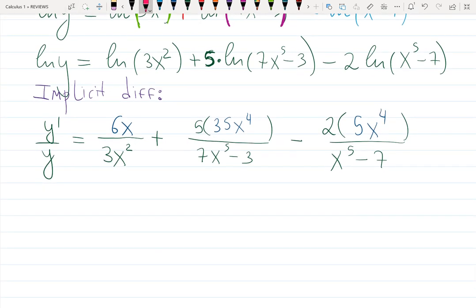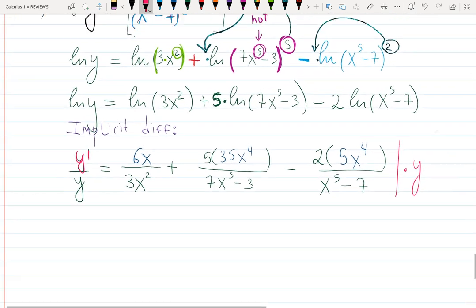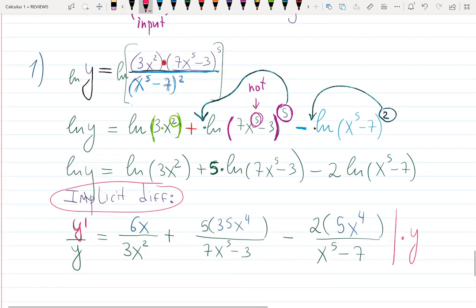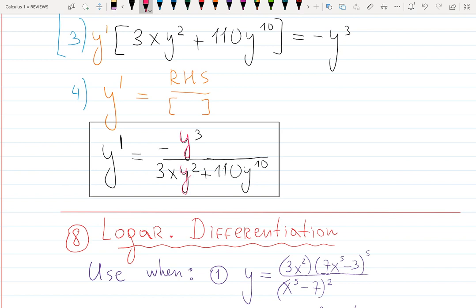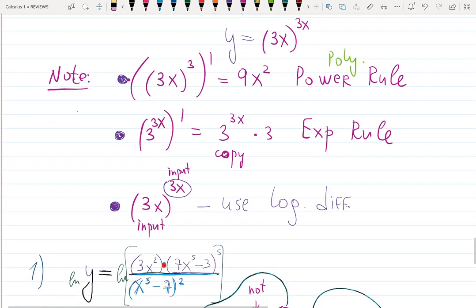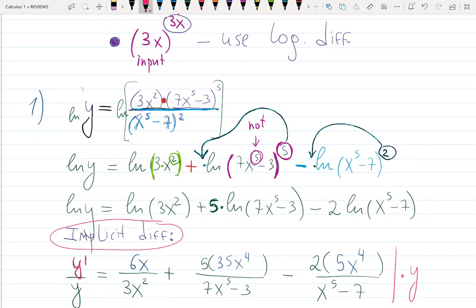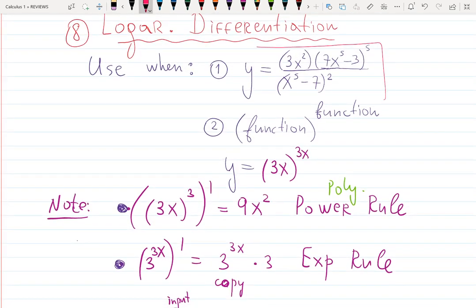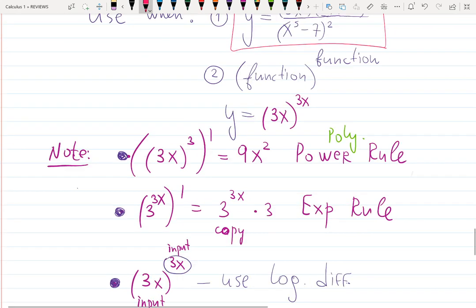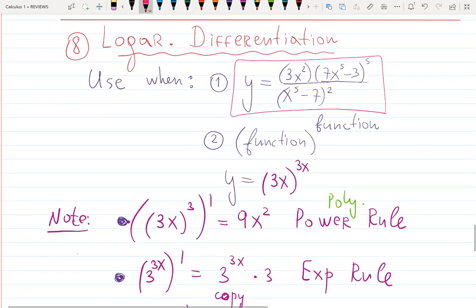This is almost the end. To find y prime, you have only one step left. Multiply everything by y. Logarithmic differentiation has one little difference from implicit differentiation. If you remember, with implicit differentiation, the answer includes both y and x, because we don't know y. That makes sense, it was never given. But when you do logarithmic differentiation, y is actually given. Here it is. Y is given explicitly. That's why I'm going to copy it again.